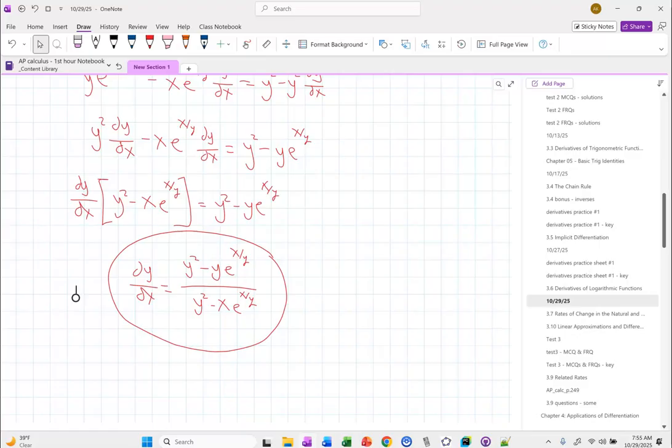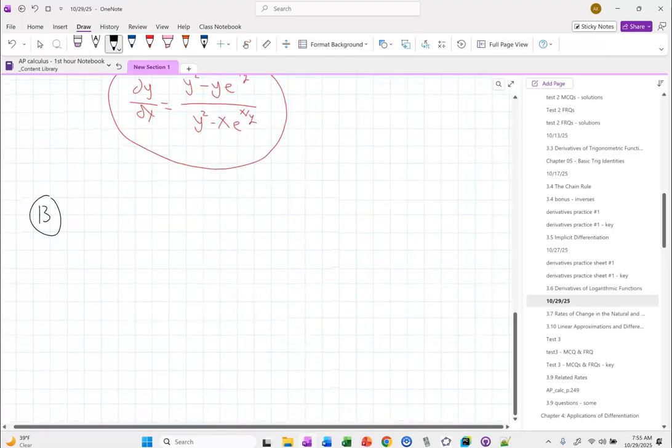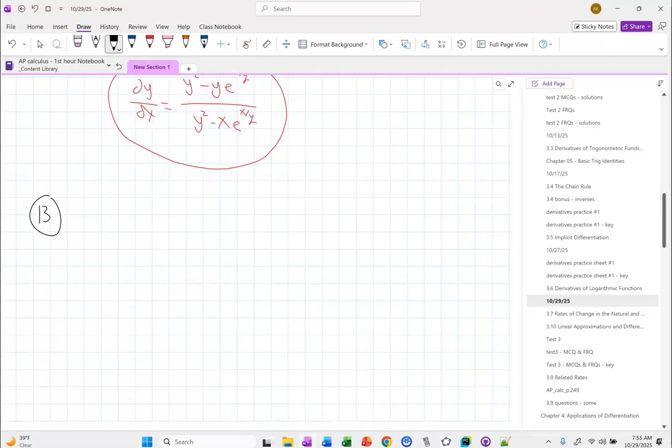Hey. 13? You're going to have to read me the problem, but yes. Yeah. 4 cosine x times sine y equals 1. Okay. And we're just looking to find the first derivative.